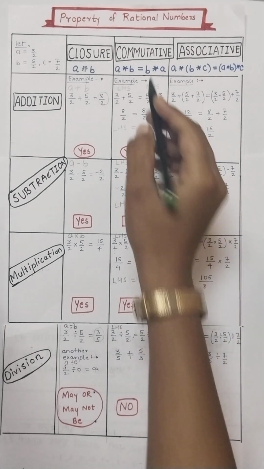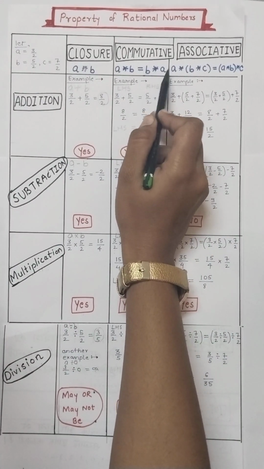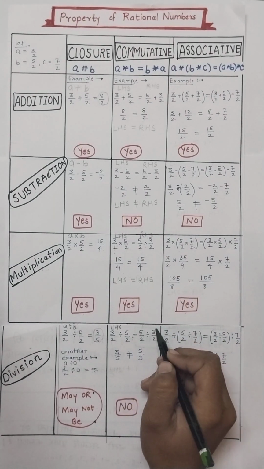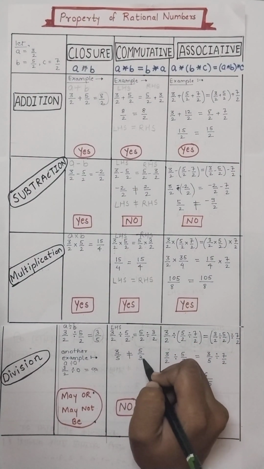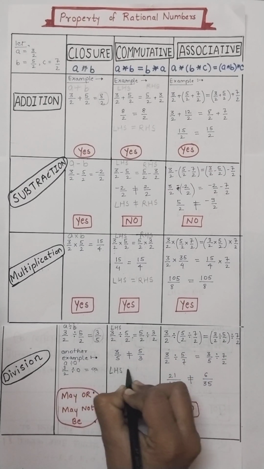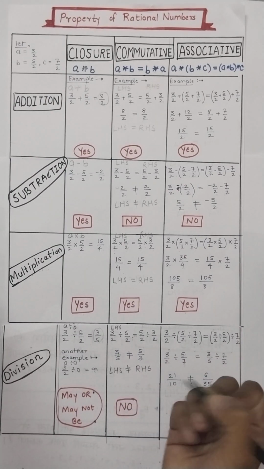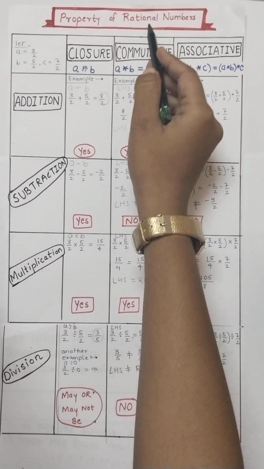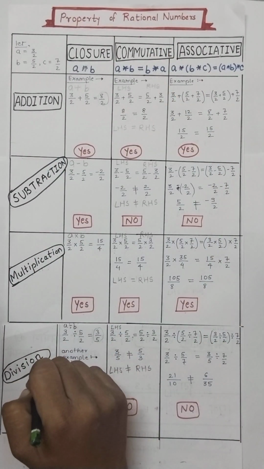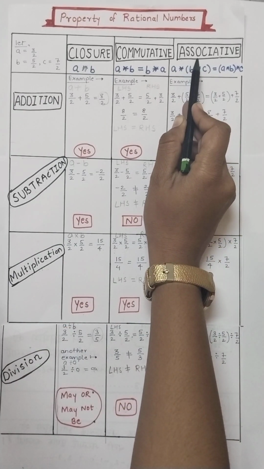Now for the RHS, that is, b divided by a. Put the value of b, which is 5 by 2, divided by the value of a, which is 3 by 2. So we get 5 by 3. Here clearly we have seen that our LHS is not equal to RHS. So we will say that our rational numbers do not follow the commutative property with division. Next we will study the associative property of rational numbers.